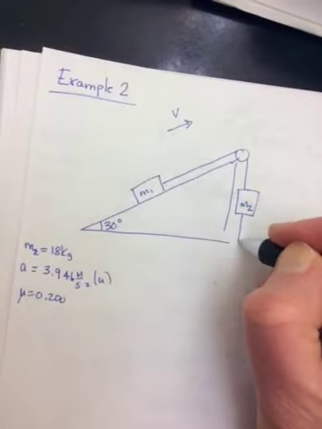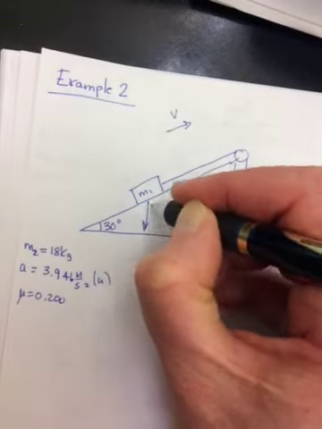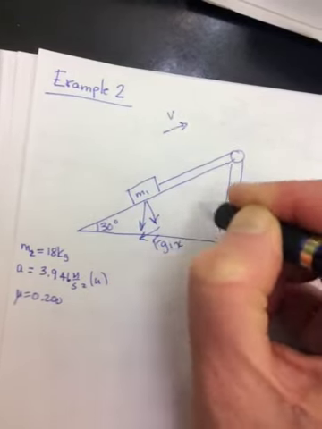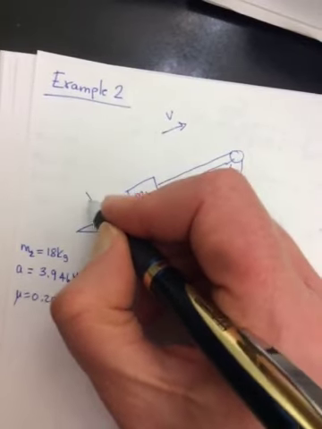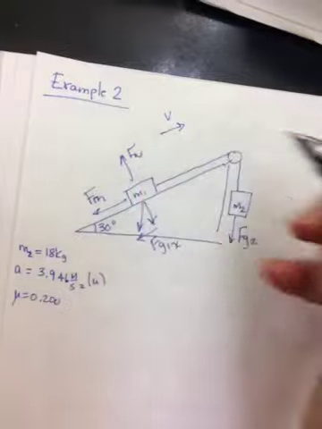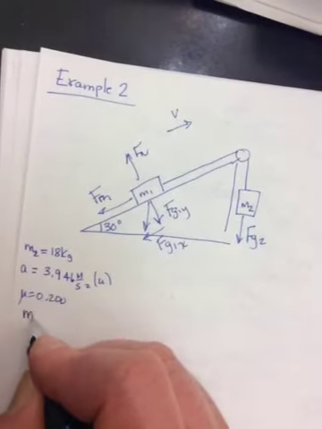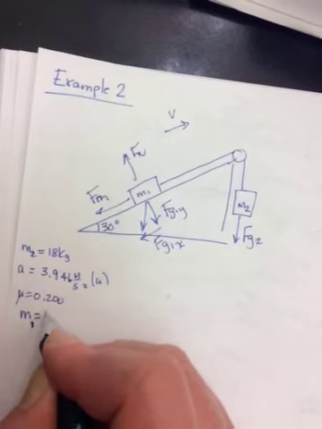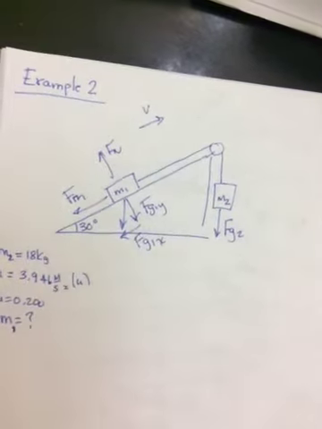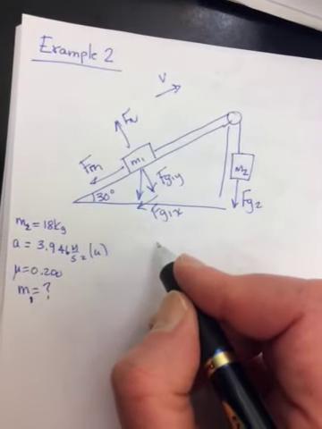So FG2 will be going down. On the back, this will be FG1X. If it's moving up the incline, friction will be moving this way. This will be your Fn, so you can balance it out with your FG1Y. And this time the question is, what's M1? What's the mass of the block on the incline? So why don't you turn me off, try to solve it, and then turn me back on. I'll wait for you.